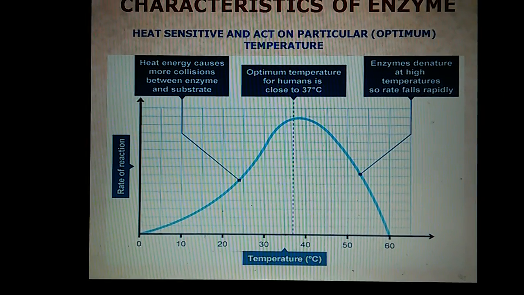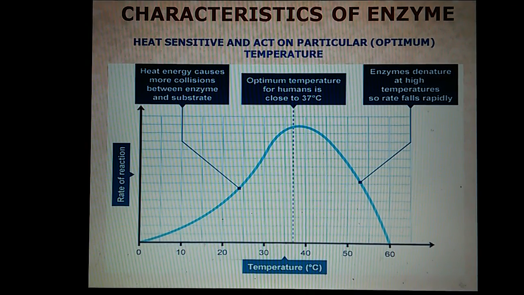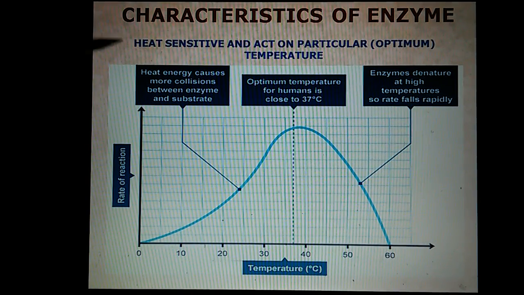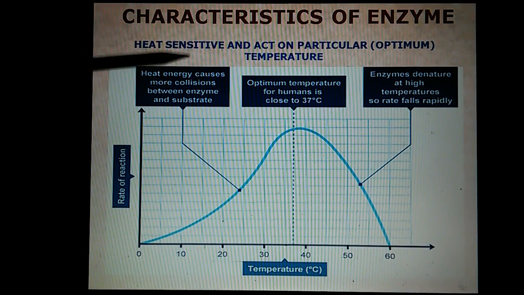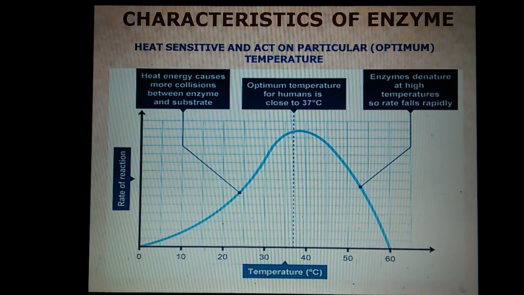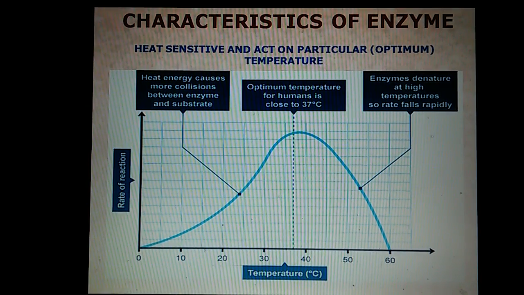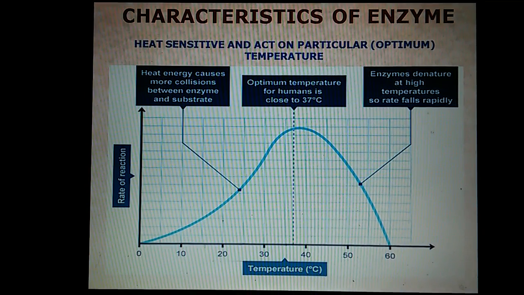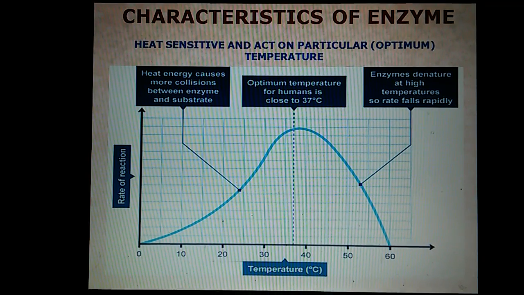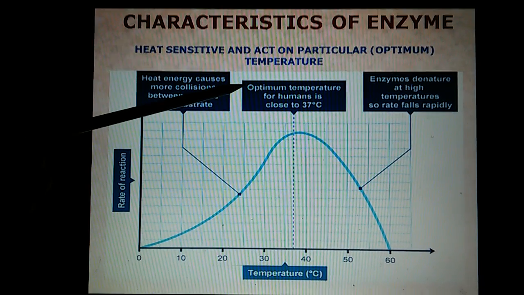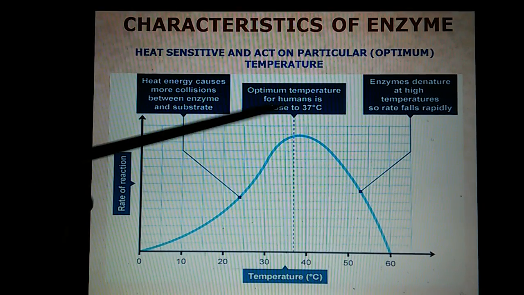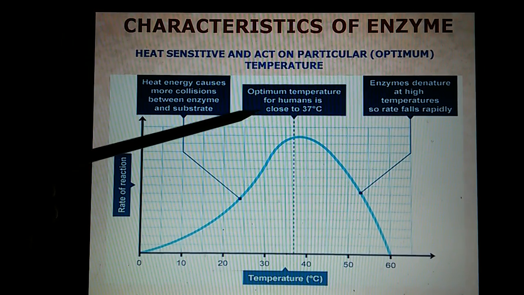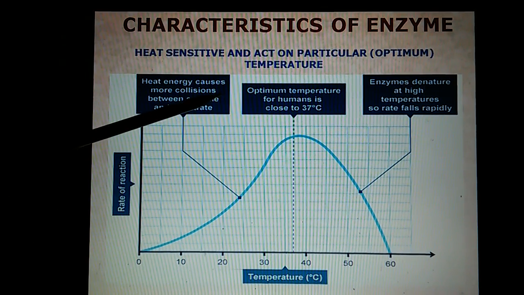Now the characteristics of enzymes, and that is the effect of temperature on the activity of the enzyme. Here I'm using the word heat sensitive, and enzymes act at a particular optimum temperature. It means that an enzyme needs a specific temperature at which it shows its maximum activity. The temperature at which an enzyme shows its maximum activity is known as the optimum temperature. For humans, it is very close to 37 degrees centigrade. It is the normal body temperature.